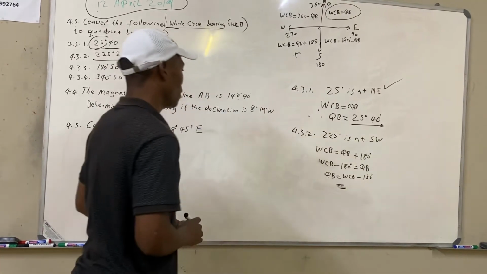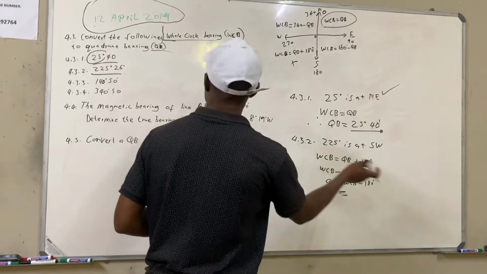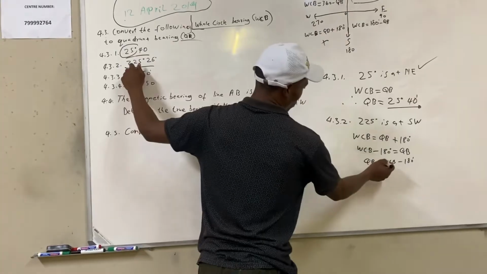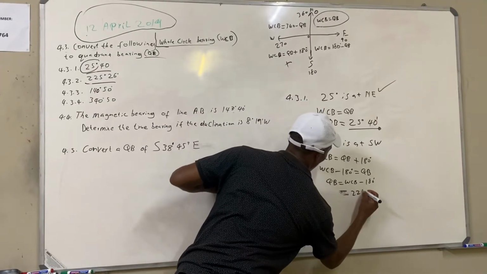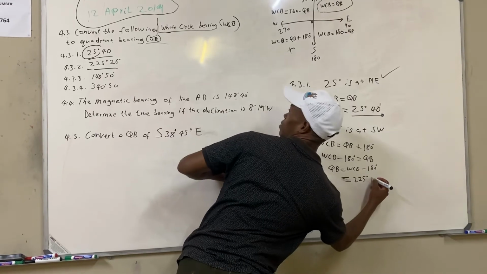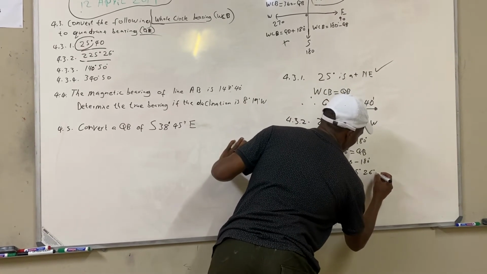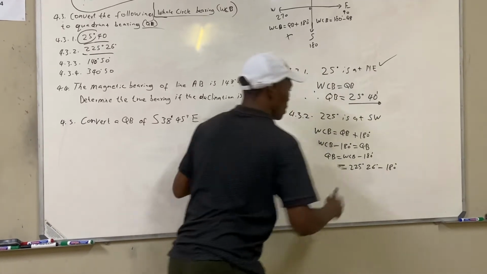Then after that you substitute. Very simple substitution. We have the whole circle bearing, which is this number. You take this number and substitute: 225 degrees 26 minutes, subtract 180 degrees. Then very simple.